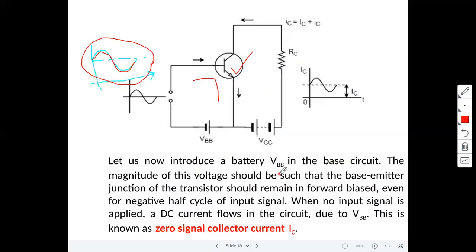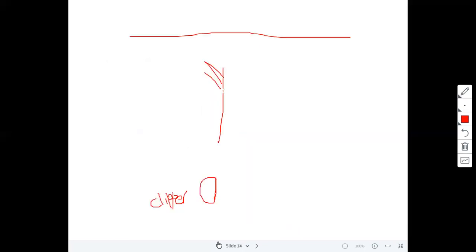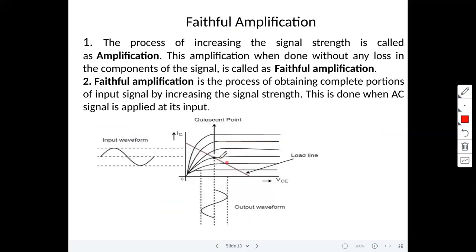This is about the concept of biasing and how to choose an operating point. Remember this one, how to choose the operating point. You have to choose the operating point approximately in the middle of the DC load line, so that it will act as an amplifier. If you choose it nearby the cutoff point or nearby the saturation point, some portion is clipped off. Now the circuit acts like a clipper circuit, not an amplifier circuit, right?